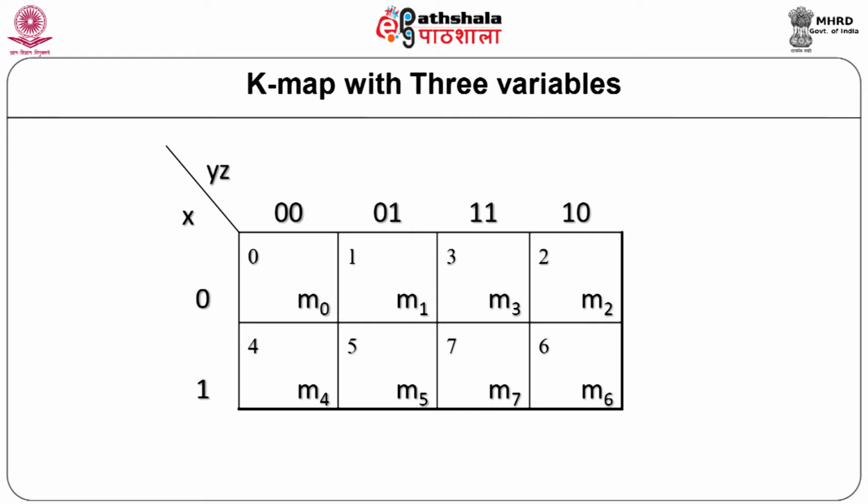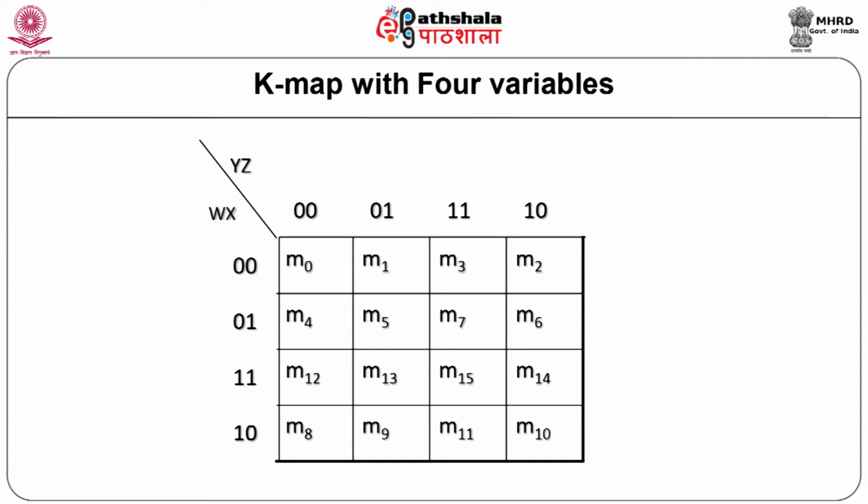The minterms are m0, m1, m3 first and then m2. In the second row, m4, m5, m7 and then m6. This is the way we represent the K map of 3 variables. Each cell is adjacent to 3 other cells, left or right, top or bottom, or edge wrapped.